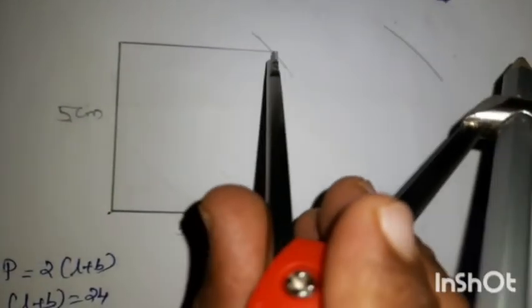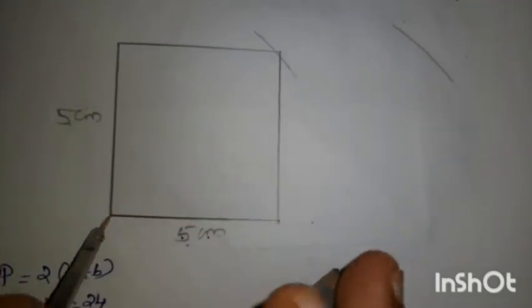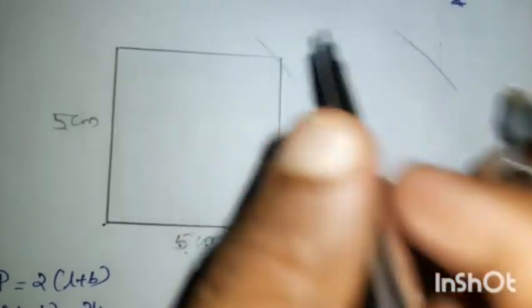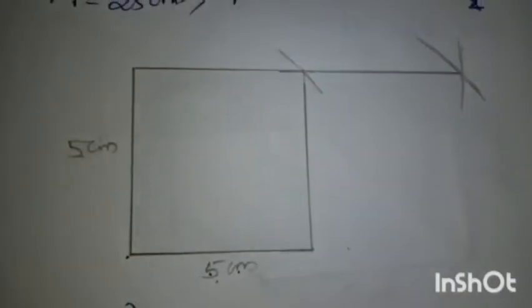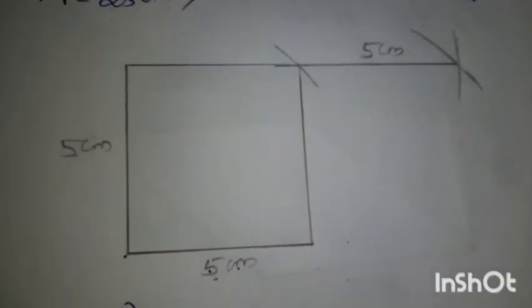Then take 5 centimeter, this is the opposite length. Take 5 centimeter in a compass, then draw it from here. Then you have to complete the parallelogram. Draw the top line. If this is 5, here also 5 centimeter.